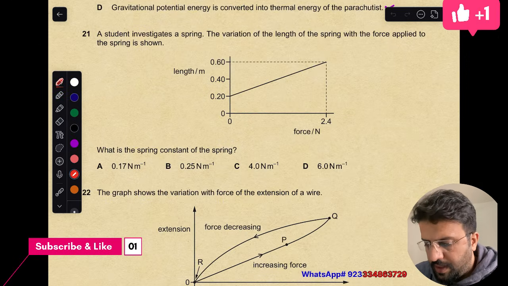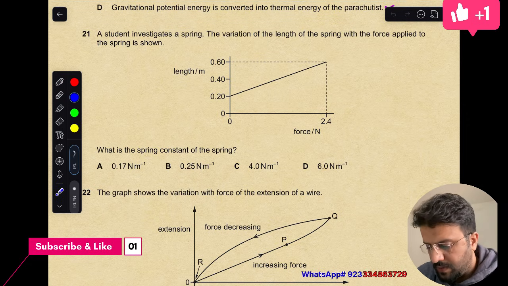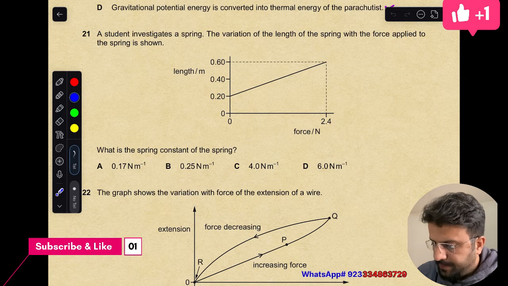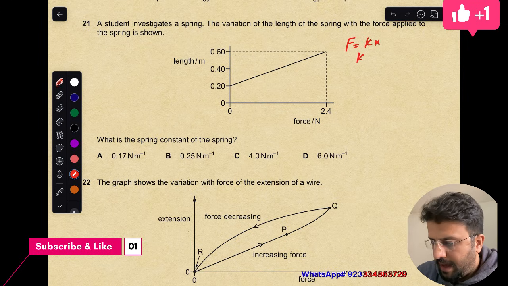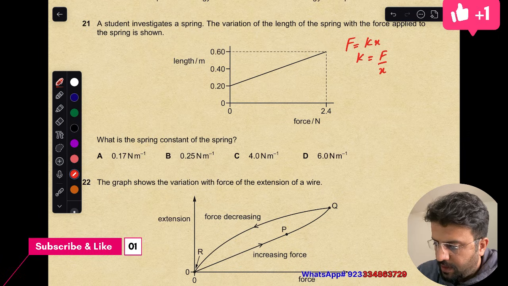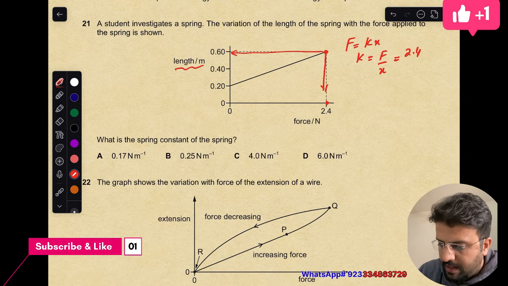Okay, in question 21, the variation of length of the spring with the force applied to the spring is shown. What is the spring constant of the spring? Okay, so we know F is equal to kx, Hooke's law. So k is equal to F over x. x is the extension. Let's suppose we can take the value of F at this point. So it is 2.4. Okay, so this thing is the length, not the extension. This is the final length, this is the initial length. So this will be the extension, right?